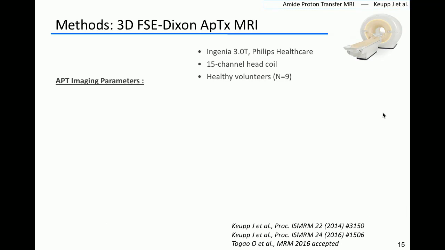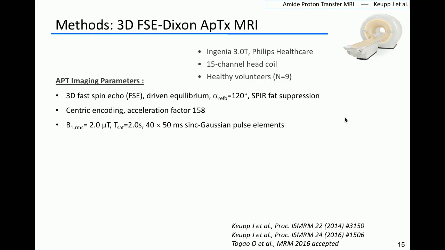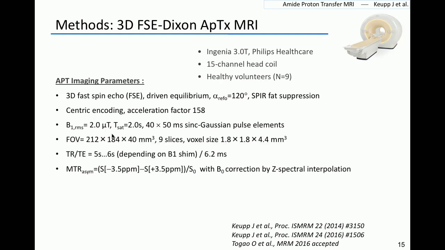And so in their general case for brain tumors, they use a fast spin echo sequence with a 120 degree refocusing pulse, centric encoding, and they can achieve up to 4 microtesla saturation powers. Typically for APT, you use about 2. And here are some other parameters.